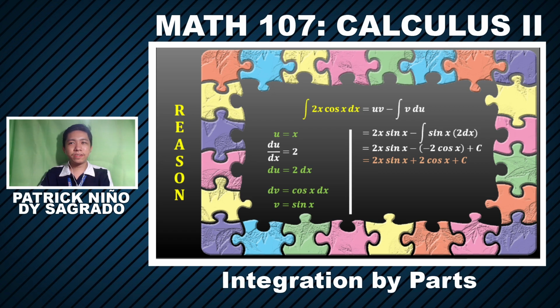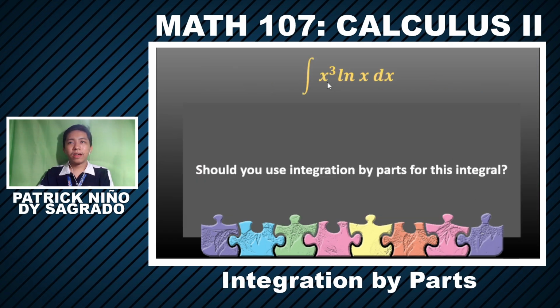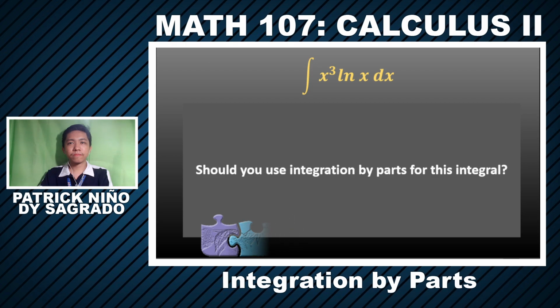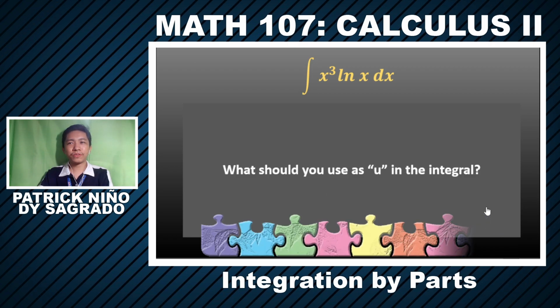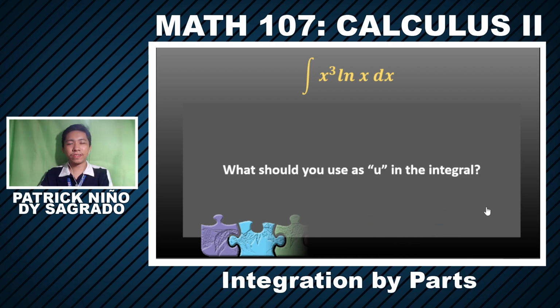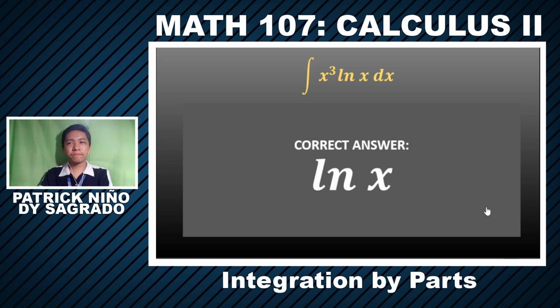Let's go to the third. The integral of x cubed ln x, the natural logarithm of x dx. Should you use integration by parts for this integral? Go. The correct answer is yes. So congratulations, everyone. Then let's go further to the next question. What is the u in this integral? The u in this integral is the natural logarithm of x.